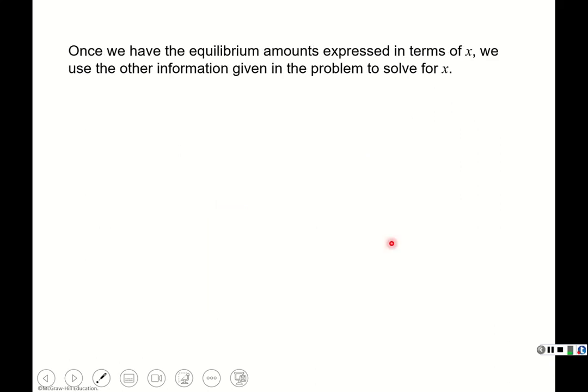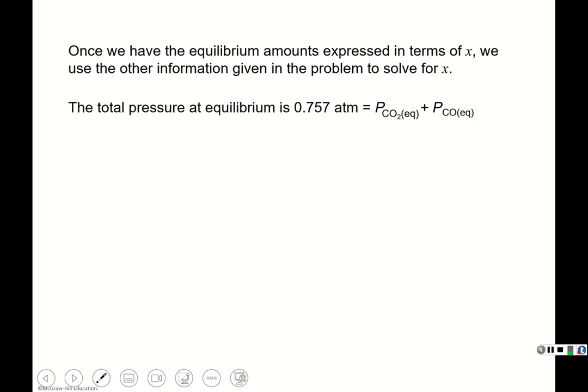Okay, so once you have those equilibrium amounts expressed in terms of your variable x, you use other information given in the problem to solve for x. In the problem, it stated that the total pressure at equilibrium was 0.757. That's the total pressure, so you know that the pressures of the two gases have to equal that total pressure.